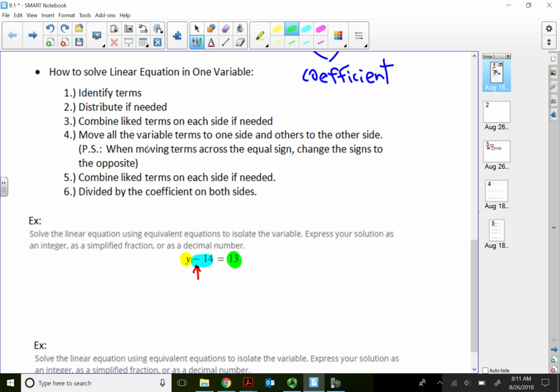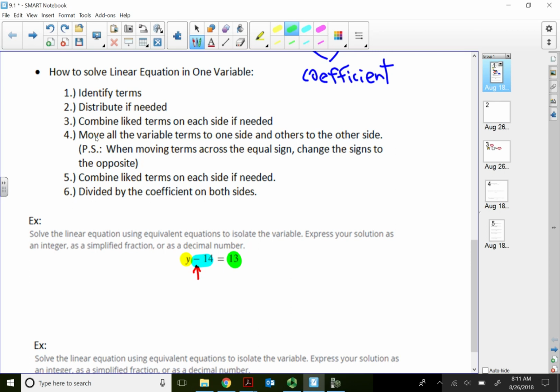Step number two, do distribution if needed. There's no need for distribution because none of the three terms has parentheses. Step number three, combine like terms on each side if needed. Cannot combine like terms on the left side because these two terms are not like terms, because one is a variable term, one is just a constant term. So in order to combine like terms, your terms got to have the same variable and the same exponents. So these two are not like terms, cannot combine them.